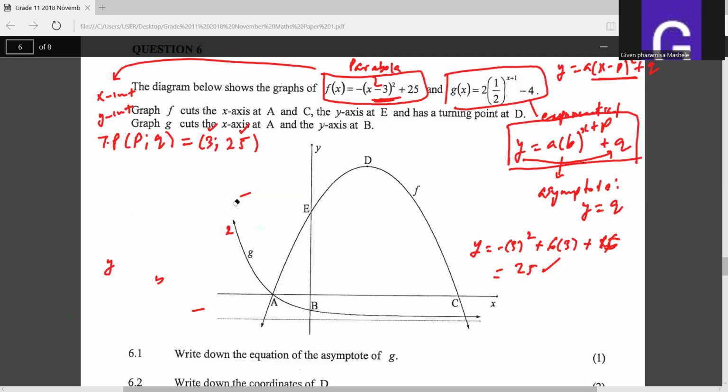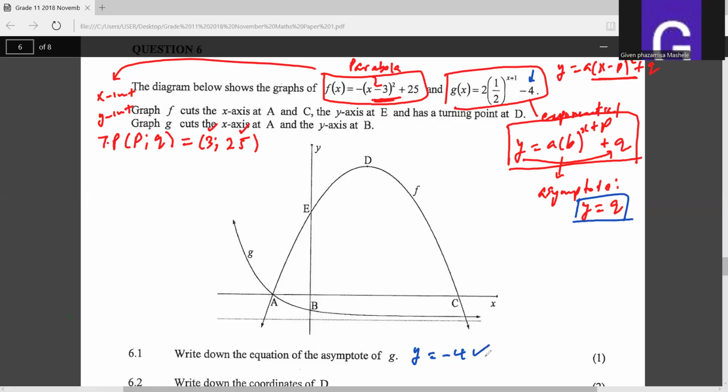So we know on a parabola, you need to get the x-intercept, the y-intercept, and the turning point. Okay? Now we can look at the first question. It says, write down the equation of the asymptote of g. Remember I said exponential only has an asymptote for y, which is -4. So the equation is y equals -4, which means the exponential graph will not touch y equals -4.